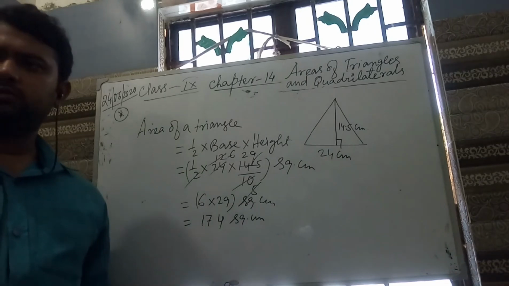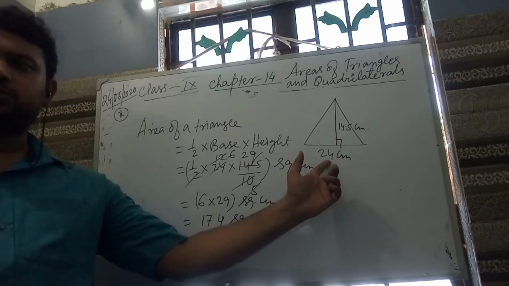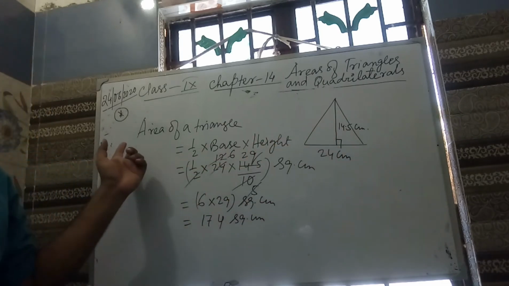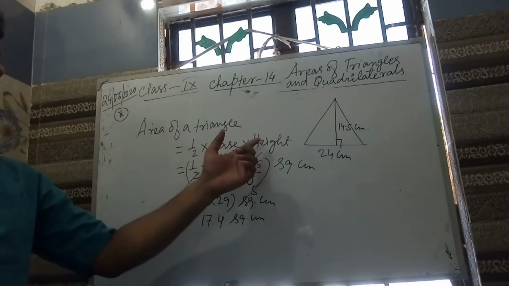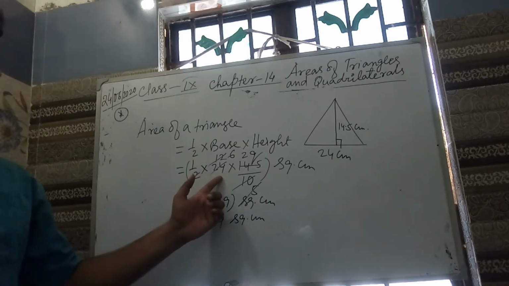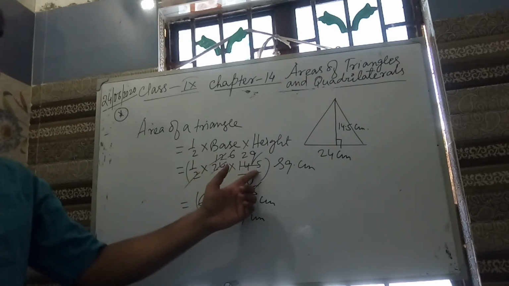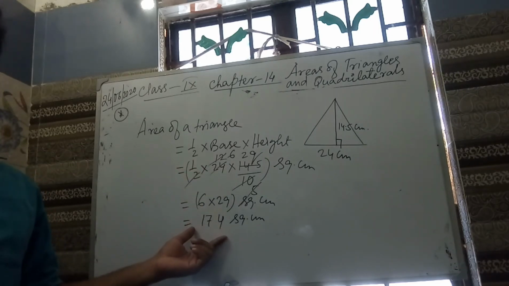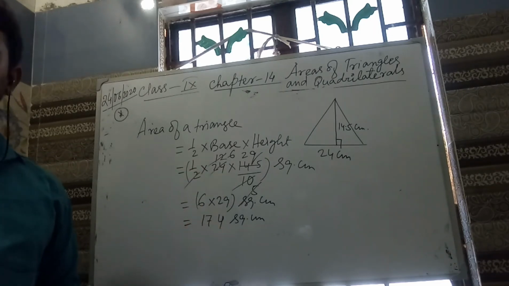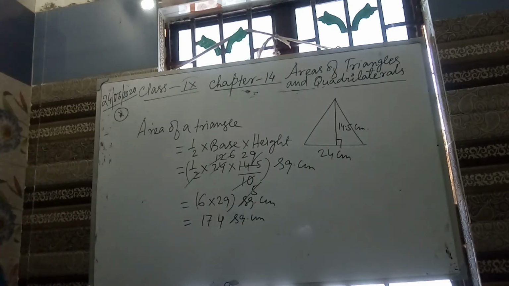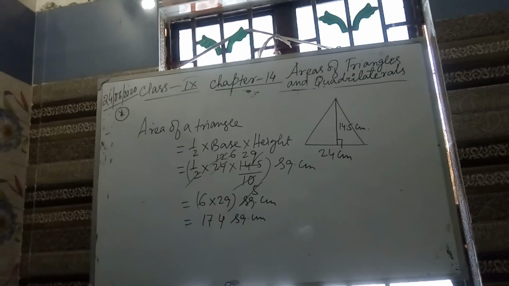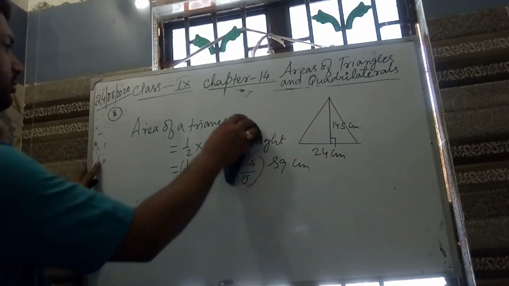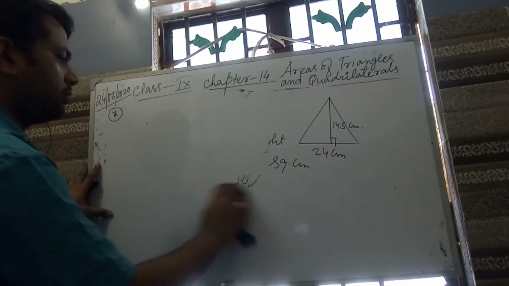Any doubt, anyone? Base is 24 centimeter, corresponding height is 14.5 centimeter. We are using the formula half base into height. So half into base is 24, height is 14.5. We have just solved it and the answer is 174 square centimeter. So I am writing down the question number 3 because few students have problem.